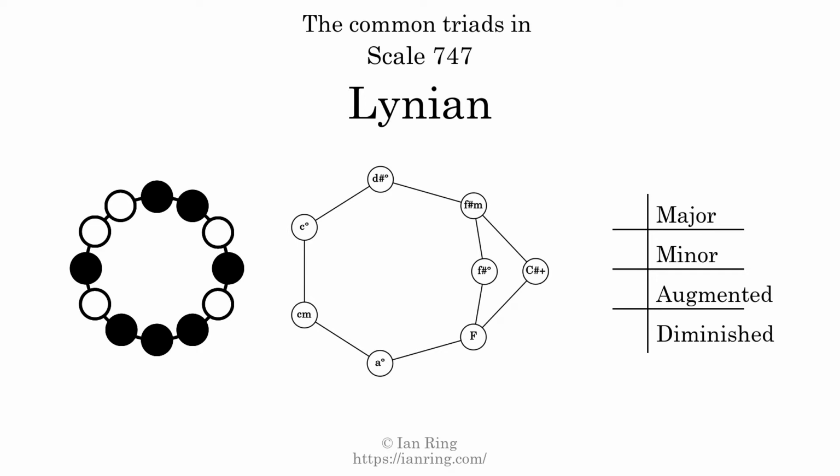The diagram in the center is a graph of parsimonious voice leading between triads. There is one major triad. There are 2 minor triads. There is one augmented triad. There are 4 diminished triads. Here is a Hamiltonian path of parsimonious voice leading that uses all the triads.